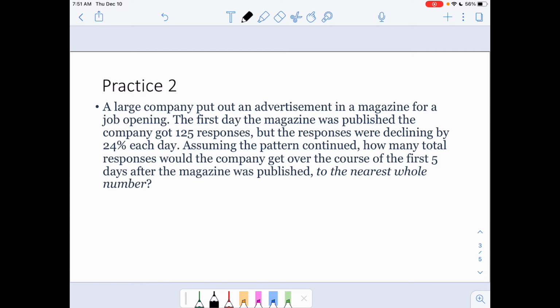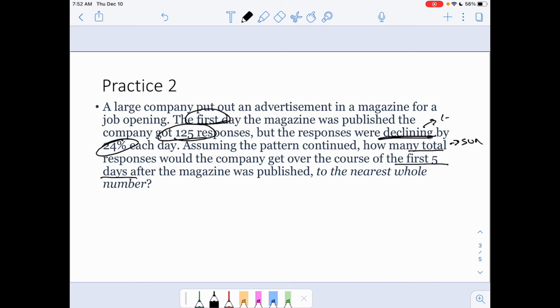Let's try another example. A large company put out an advertisement in a magazine for a job opening. The first day the magazine was published, the company got 125 responses, but the responses were declining, so I'm going to be using 1 minus, by 24% each day. Assuming the pattern continued, how many total, so I'm using the sum formula, responses would the company get over the course of the first 5 days?